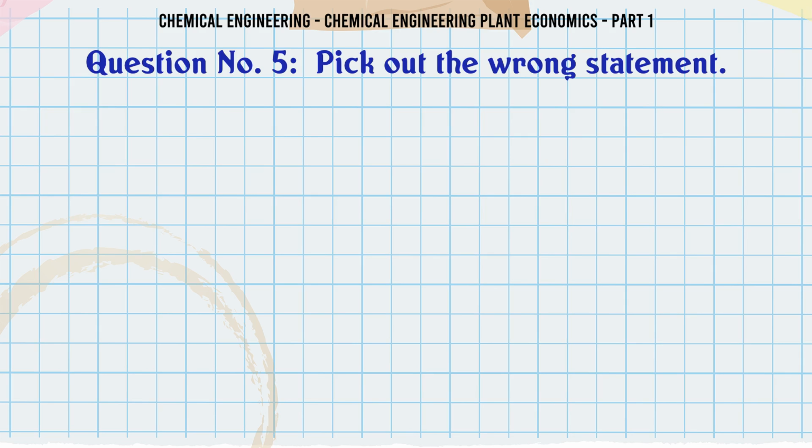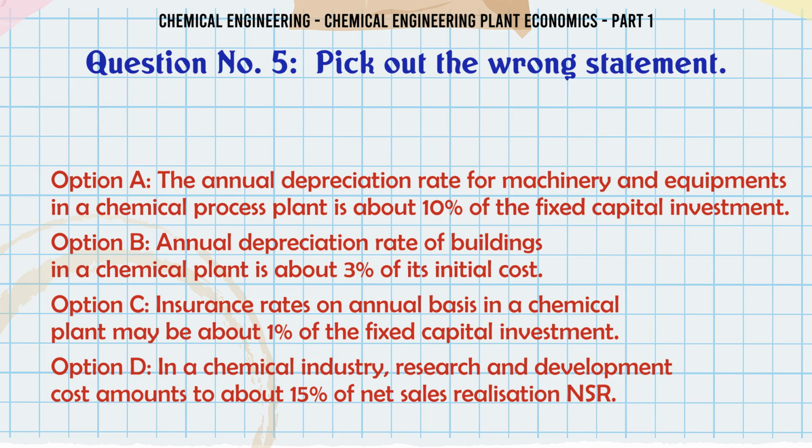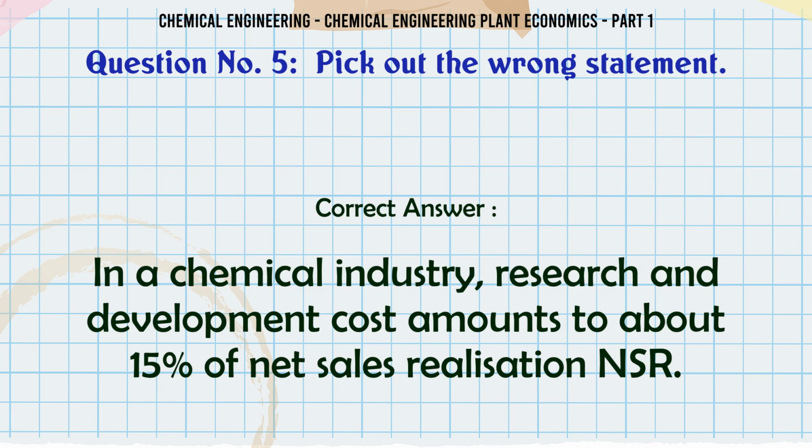Pick out the wrong statement. A. The annual depreciation rate for machinery and equipments in a chemical process plant is about 10% of the fixed capital investment. B. Annual depreciation rate of buildings in a chemical plant is about 3% of its initial cost. C. Insurance rates on annual basis in a chemical plant may be about 1% of the fixed capital investment. D. In a chemical industry, research and development cost amounts to about 15% of net sales realization (NSR). The correct answer is in a chemical industry, research and development cost amounts to about 15% of net sales realization (NSR).